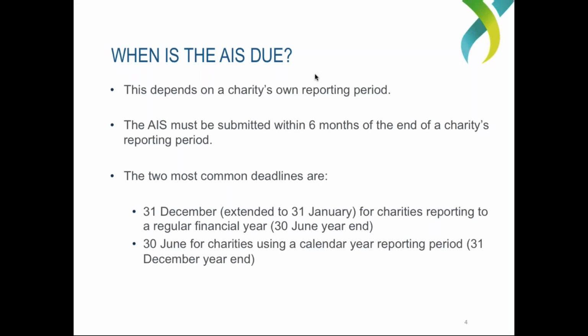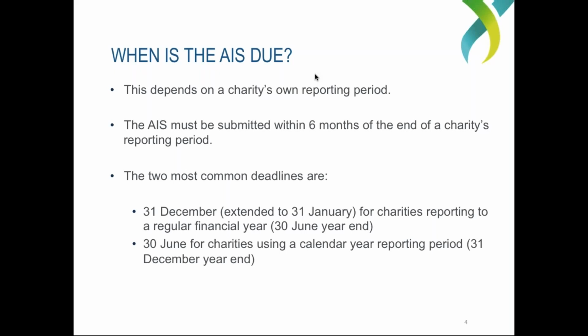And the other common deadline for the annual information statement is the 30th of June, and that would be for charities that use a calendar year reporting period. That is that they finish their internal reporting at the 31st of December year end, and in which case, 6 months following that, the AIS is due at the end of June.